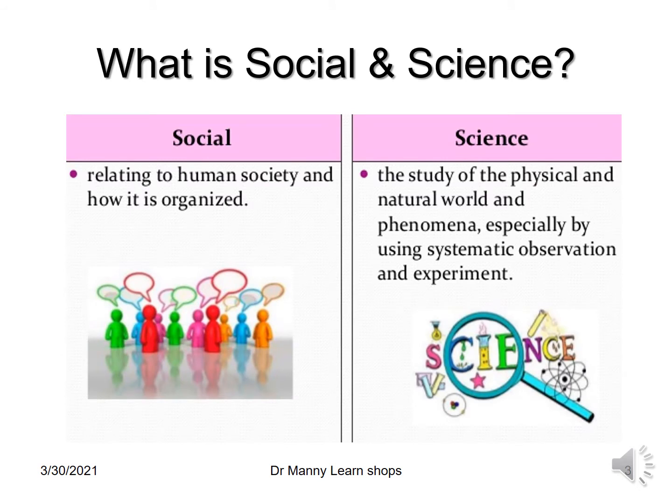So, what is social and what is science? Terminology-wise, social relates to human society and how it's organised. Science is the study of the physical and natural world and phenomena, especially when you're looking at systematic observation and experiments. Topics that you'll appreciate more as you go through your program.